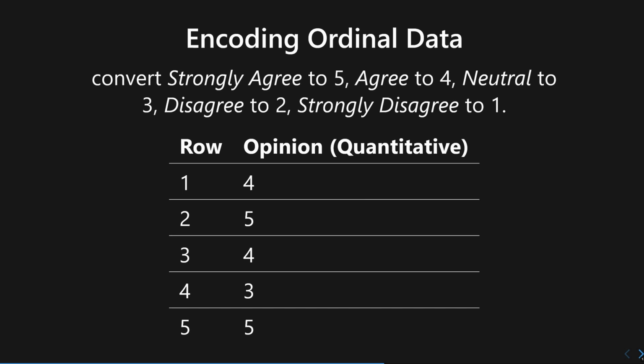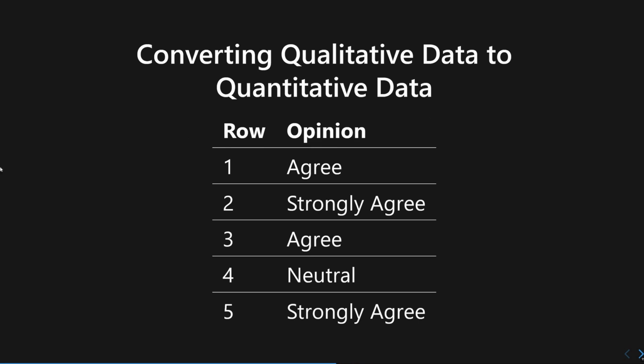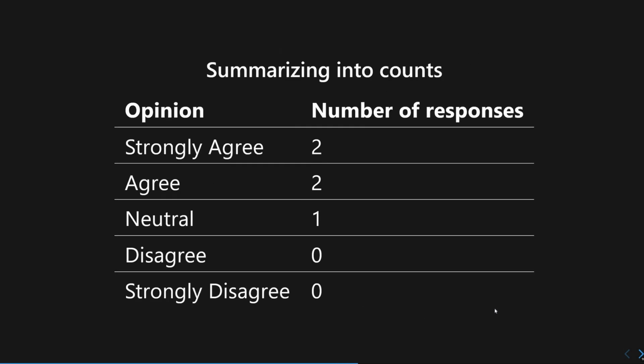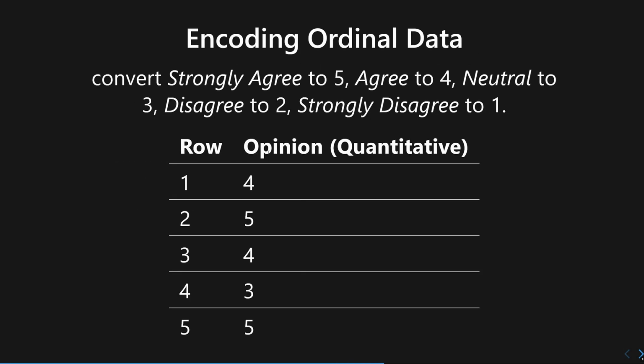So from this data right here, you convert agree into 4, strongly agree into 5, agree into 4, neutral into 3, and then strongly agree in this case into 5, ending up with this data set right here. Now your opinion variable is quantitative. And how does this help? You can now perform arithmetic with these values.